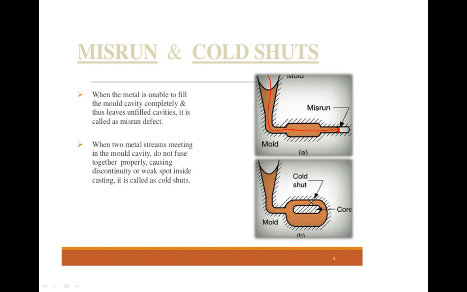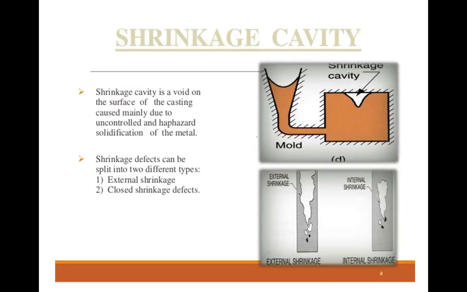It means the metal is unable to fill the mold cavity completely. The mold cavity is not filled with the molten metal. Such unfilled cavities are called a misrun defect. So this portion is not filled up, because the molten metal solidifies at this end. Such a defect is called a misrun.